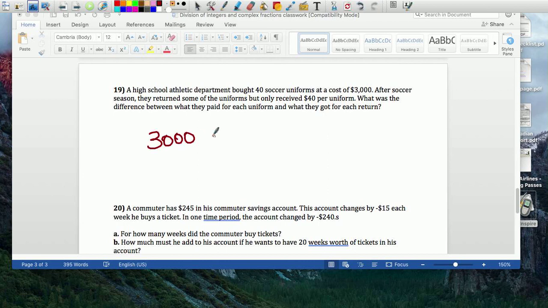Beginning of the season, I spent $3,000 and I bought 40 uniforms. So how much did it cost per uniform? Alexa, what's 3,000 divided by 40? 3,000 divided by 40 equals 75. So each uniform in the beginning of the season cost me 75.